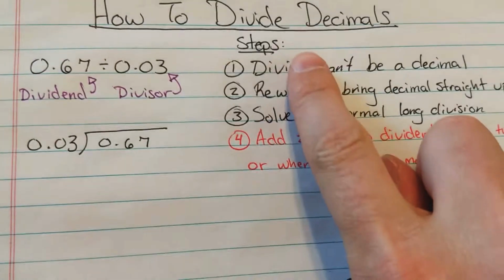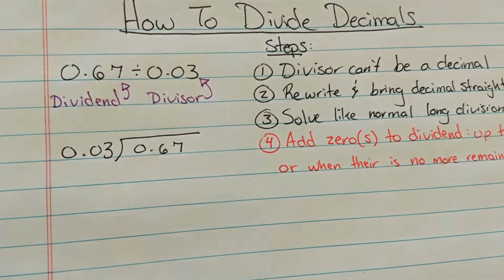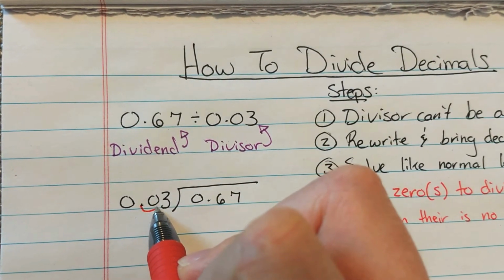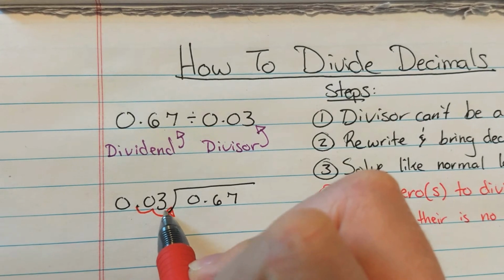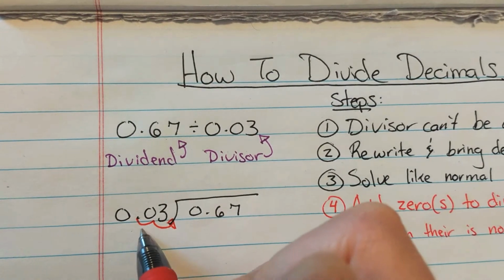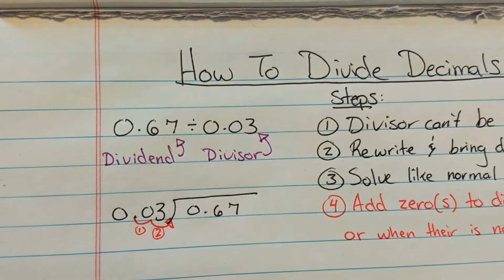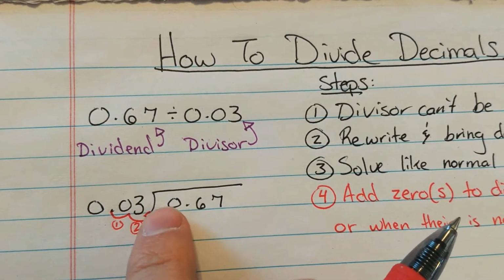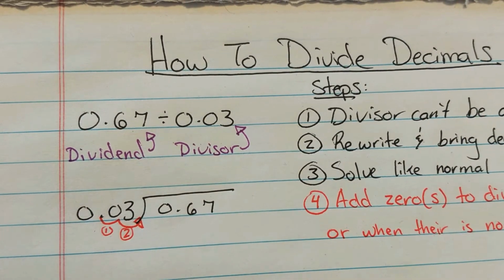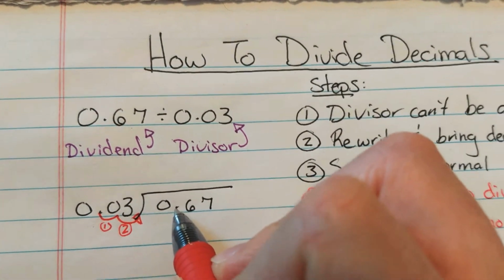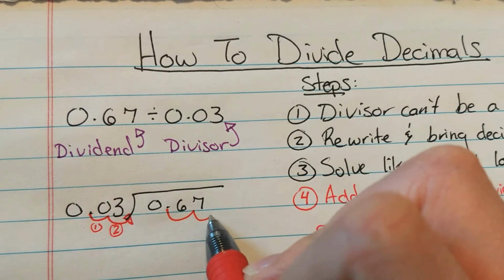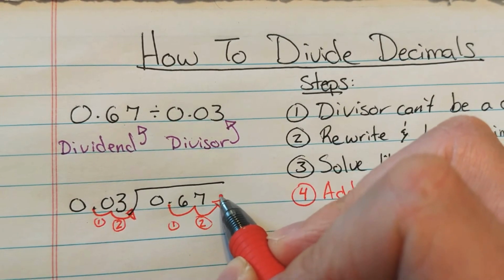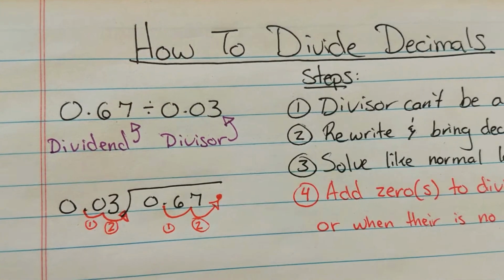My first step is I can't have my divisor be a decimal. If I can't have this be a decimal, I'm actually going to move this to make it a whole number. If I move my decimal 2 times to make it a whole number, what I do to one side I must also do to the other. This keeps my equation and my expression balanced. So I'm going to move this twice as well. 1, 2. That means my decimal is going to go after the 6 now.